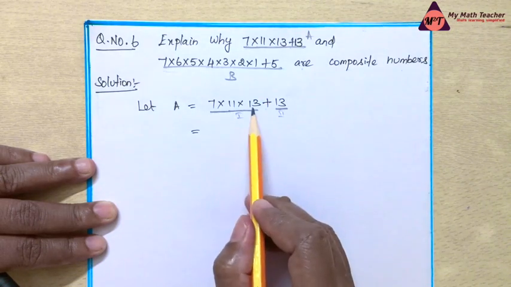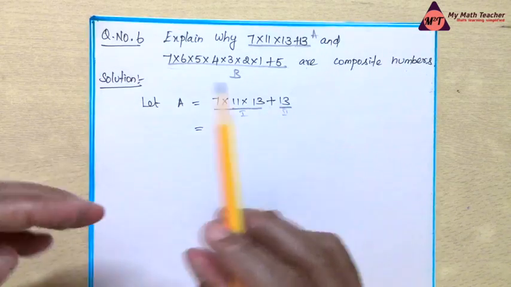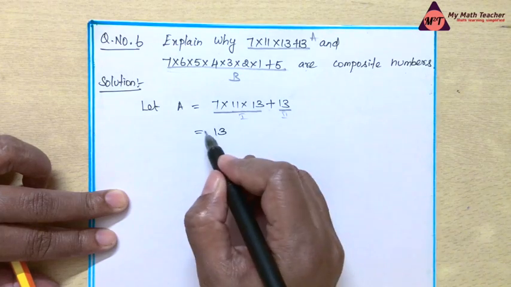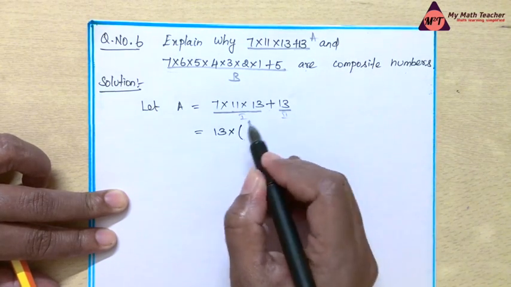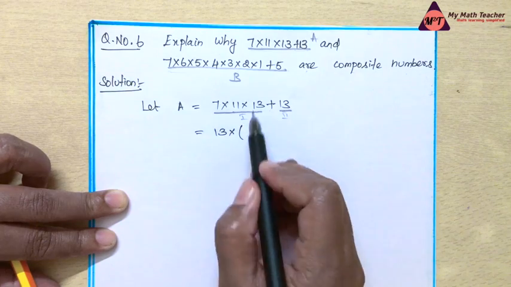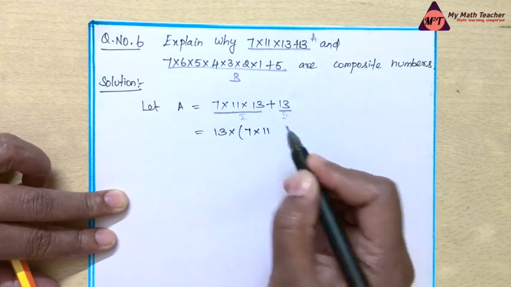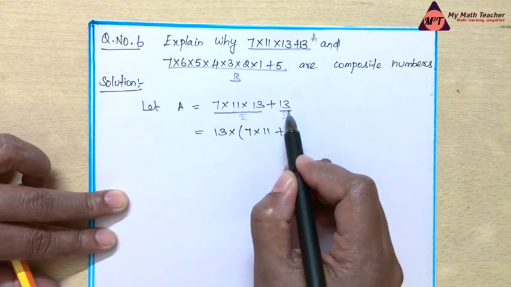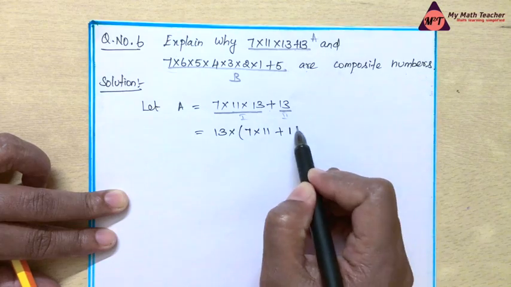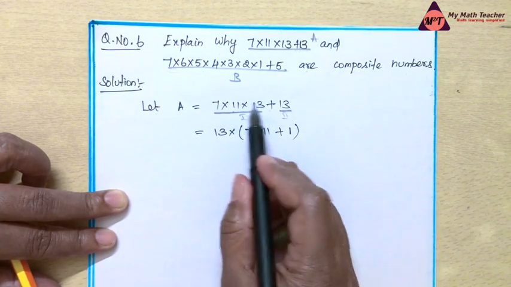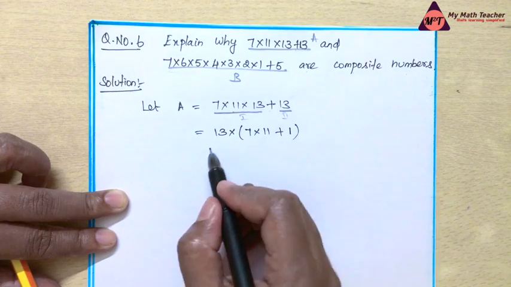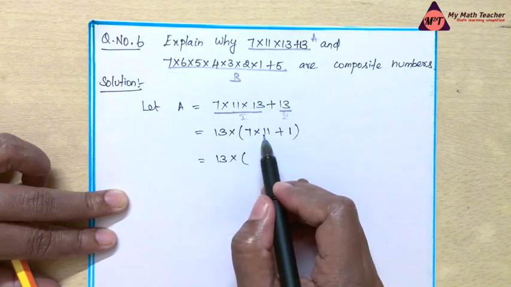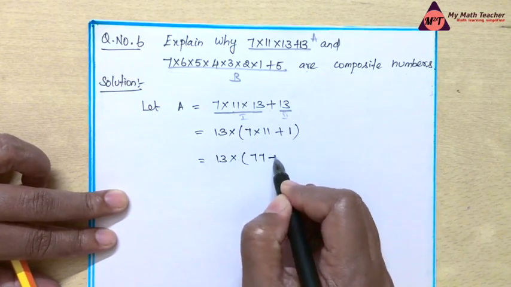In both the terms, you can see 13 as common. So we can take 13 as common here. So when you take 13 outside, it will become 13 into, if 13 is out, what is remaining? 7 into 11. Okay. Next, plus. When 13 is out here, what will be remaining? There will be only 1. Now check 13 into 7 into 11 plus 13 ones are 13. Now 13 multiplied by 7 into 11, that is 77 plus 1.